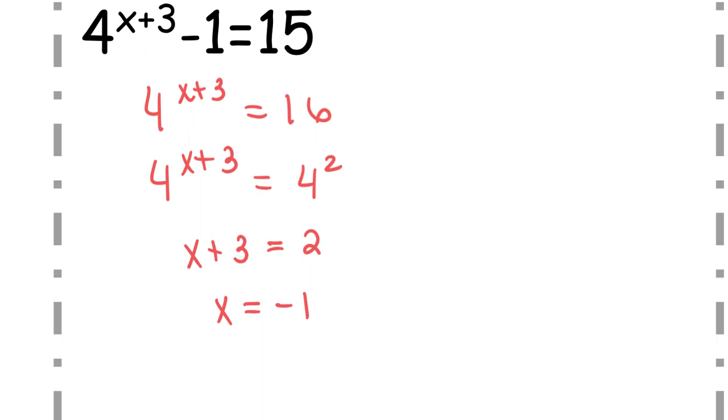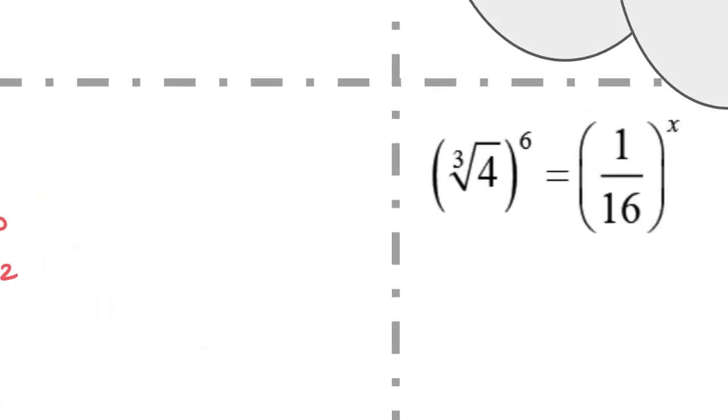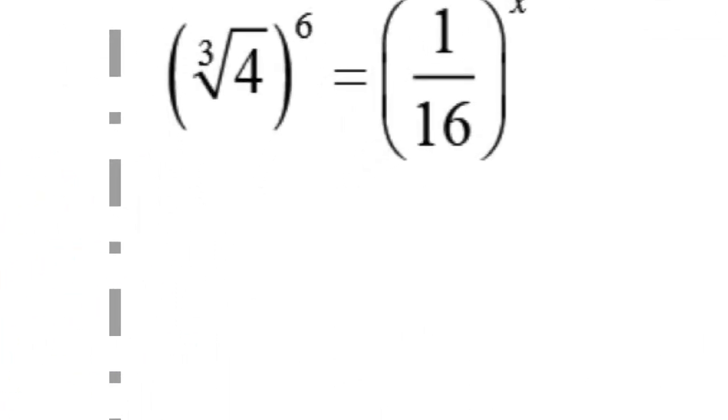Is it okay for an exponent to be negative? It can. Remember, it's the base. This can be negative. An exponent can be negative. All it means is that instead of it being 4, it'd be 1/4. Right? That's okay.